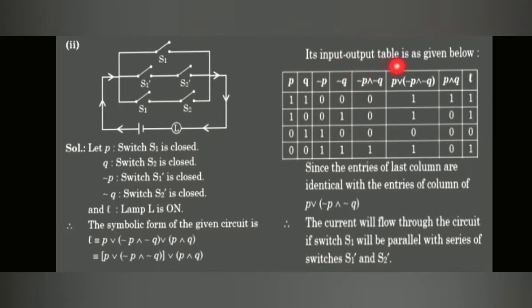Its input output table is given below. Two statements P and Q, so rows are 4, and write its values for negation P and Q.